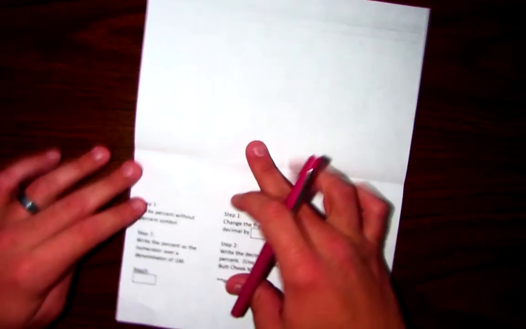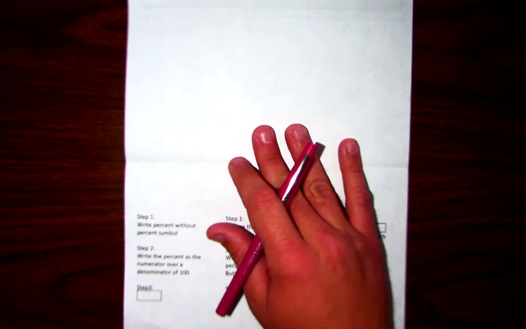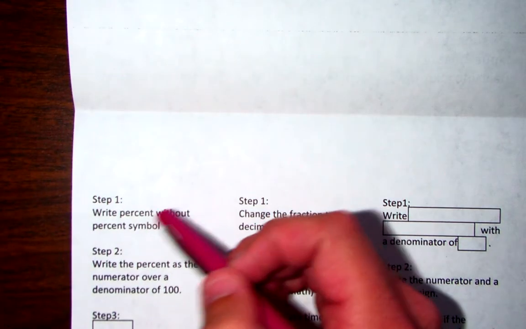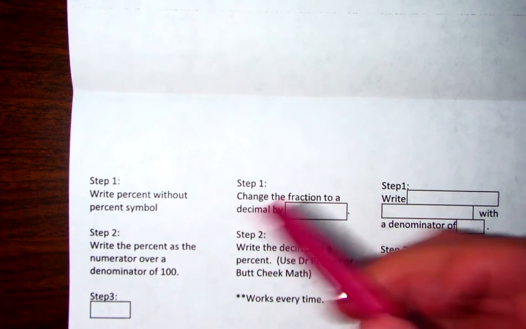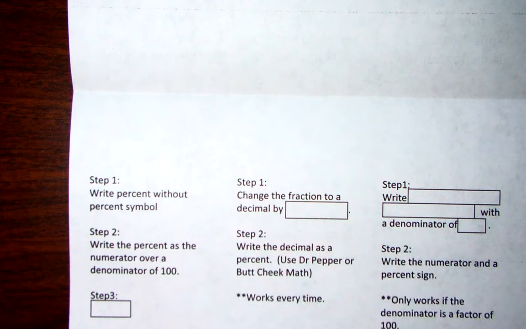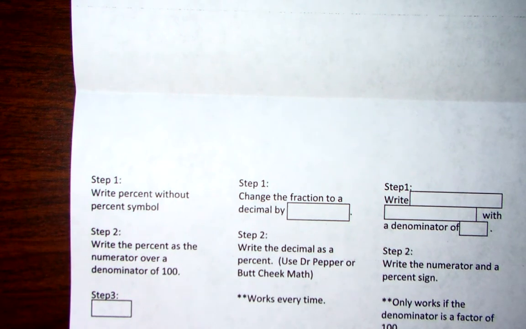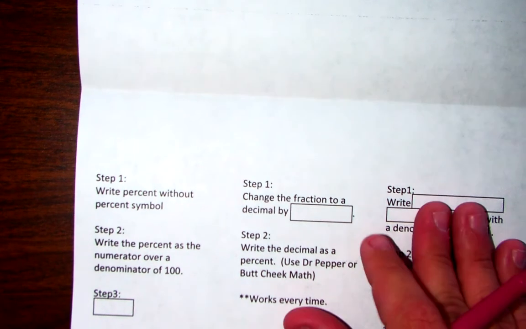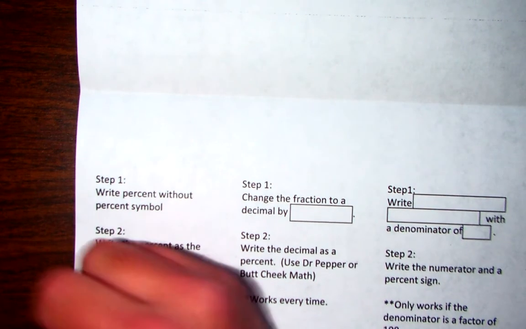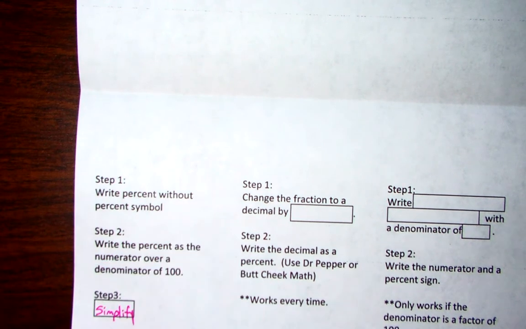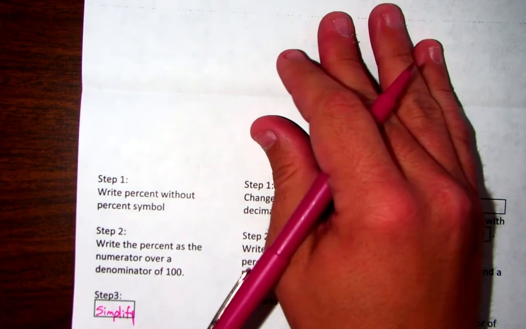So let's go ahead and look at our steps. Step 1 says write the percent without the percent symbol. Step 2 is write the percent as the numerator over a denominator of 100. Remember, percents are always out of 100. That's why we will have a denominator of 100. You'll see that here in a minute. Step 3 is to simplify your new fraction. So let's see how easy we can make this.